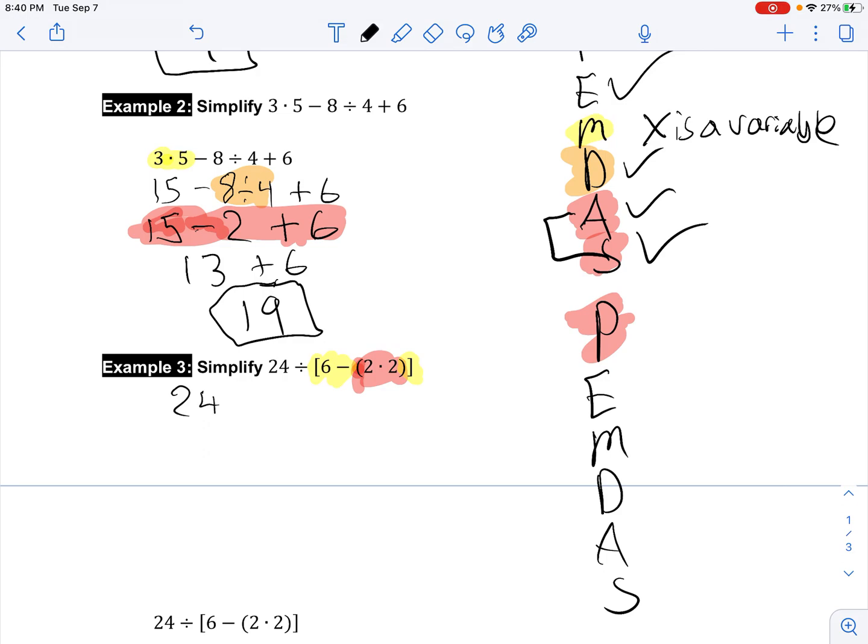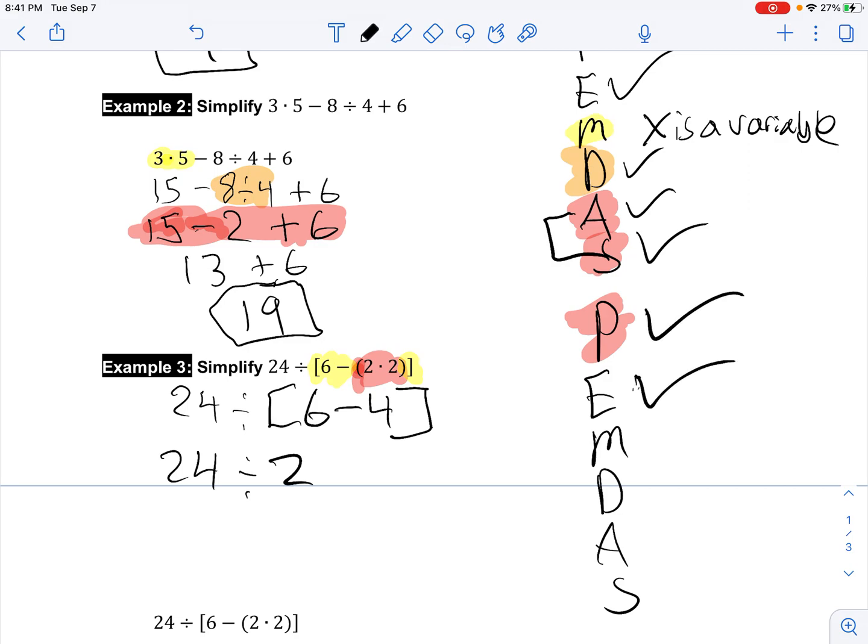So I'm going to start by rewriting everything. 24 divided by bracket 6 subtract 2 times 2. 2 multiplied by 2 is 4. And then I'm going to close my bracket. Now I'm still on this P. I know it says parentheses, but brackets are also included. Any type of grouping symbol goes into this P category. So I'm going to keep 24 on the outside, and I'm going to think, what is 6 subtract 4? 6 subtract 4 is 2. So I'm done with my parentheses.